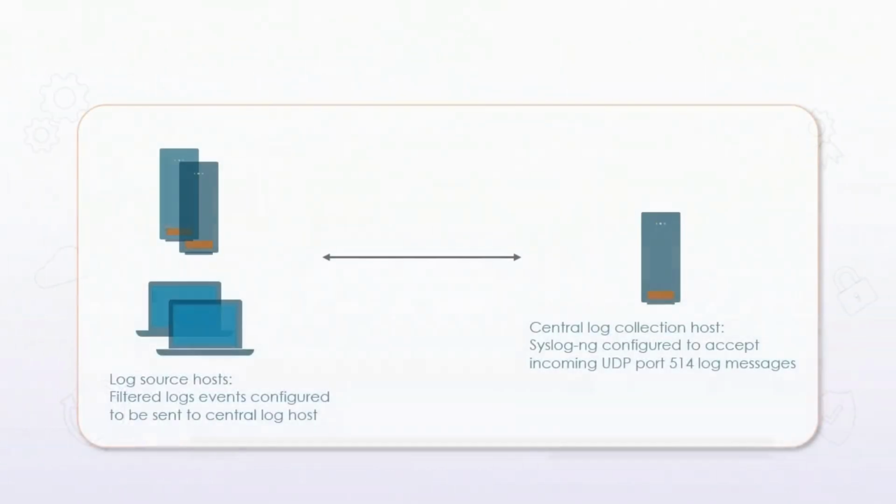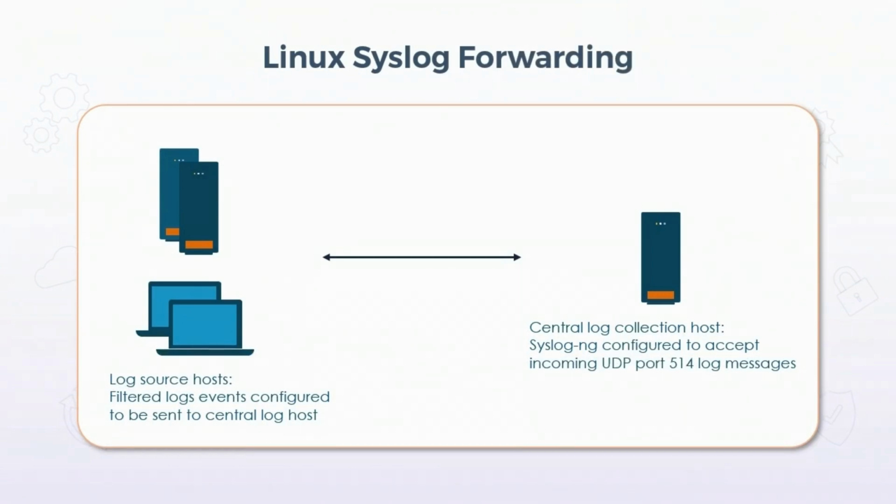You can do the same type of thing in Linux with syslog forwarding, where on your log source hosts you would configure them to filter which log entries should be sent over the network, and then it would be configured to point to, for example, the IP address of the central logging host, which is shown on the right of our diagram. Where we would configure syslog or syslog-ng, which would be configured to accept incoming UDP port 514 traffic. Now you don't have to use UDP 514, it could be TCP, it could be a different port number, but that's the standard listening port number for the syslog daemon to receive log messages over the network.